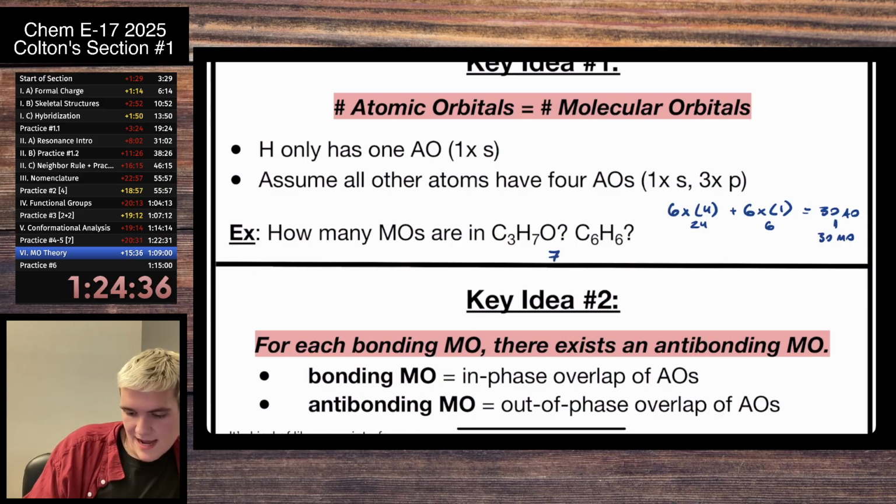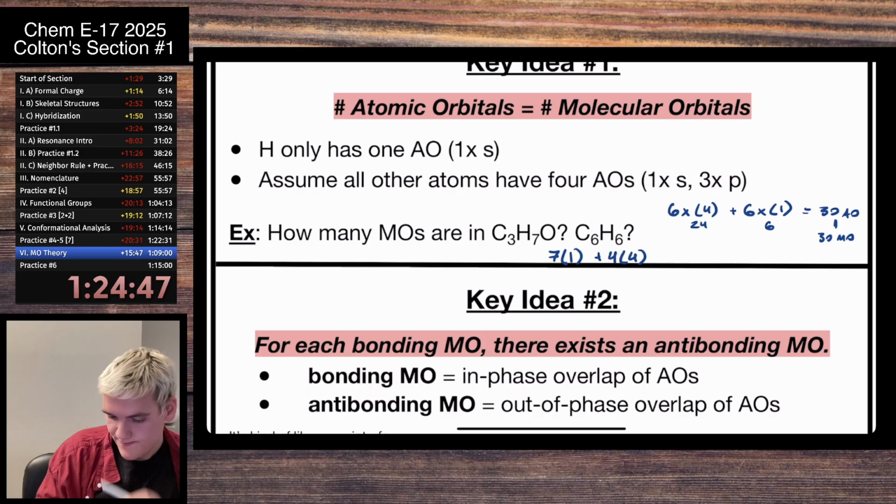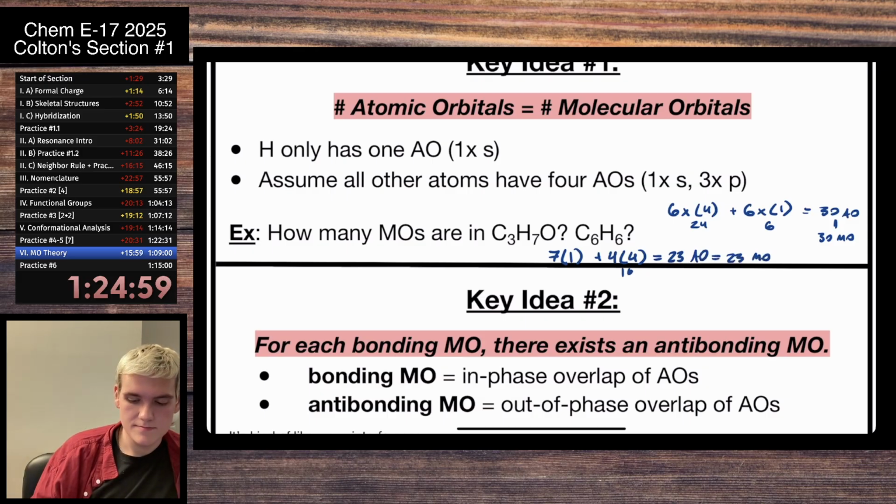So here we have 7 hydrogens, each contributing 1. And we have 4 non-hydrogen elements. We have 3 carbons, 1 oxygen. And these are each contributing 4. So we do 7 times 1 plus 4 times 4. 4 times 4 is 16. 16 plus 7 is going to be 23 atomic orbitals. So we'll have 23 molecular orbitals. Evan, do you see where you got off with the 17?